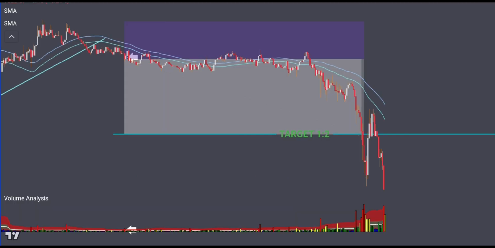Once again, we're witnessing a fantastic trade outcome. A wonderful strategy with remarkable results.